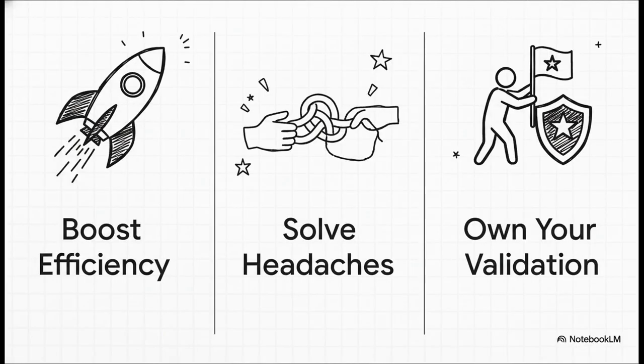So, if we boil it all down, what are the key things to remember about version 5.1? First, you're going to boost your efficiency by speeding up all those common tasks. Second, you can finally solve some of those really annoying regulatory headaches with new targeted functions. And maybe most importantly, you can now truly own your data validation process with the power of customizable core rules.